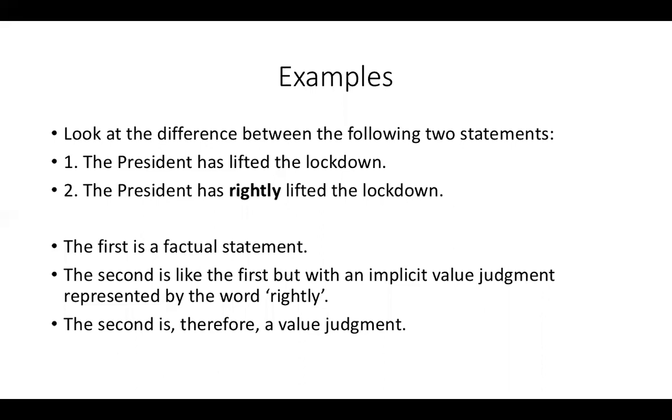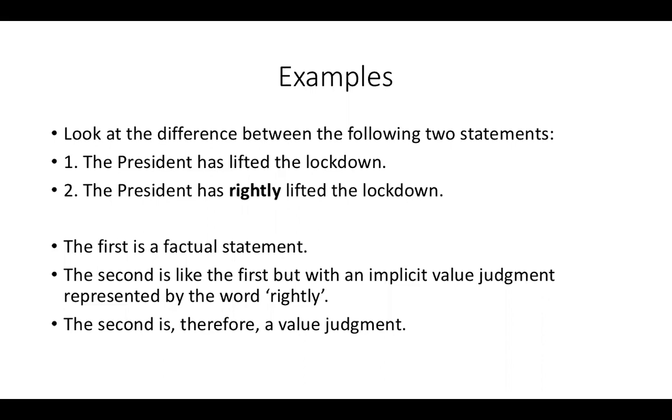Examples. Look at the difference between the following two statements. These are supposed to be factual statements. 1, the president has lifted a lockdown. 2, the president has rightly lifted a lockdown. The first is a factual statement. The second is like the first, but with an implicit value judgment represented by the word rightly. So the second is a value judgment. So you can transform a statement from a factual statement to a value judgment by simply adding just one word that shows a value judgment.